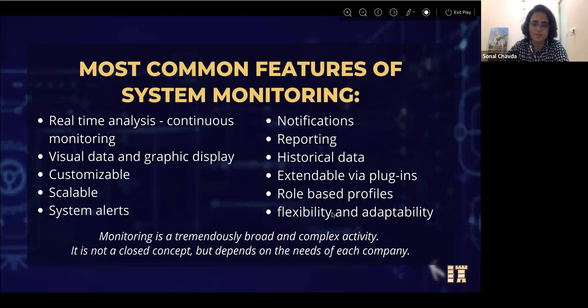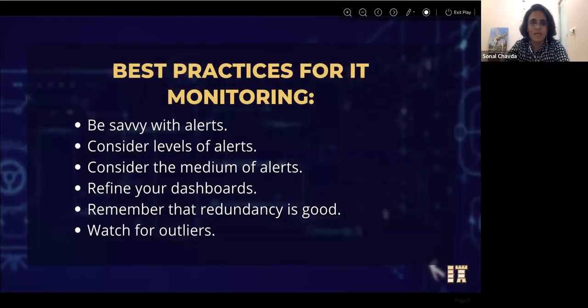And of course, it needs to have flexibility and adaptability, because your infrastructure can vary. You can have many systems with different operating systems and different structures, so it should offer great flexibility and adaptability. Thus, we can see monitoring is a tremendously broad and complex activity. It's not a closed concept, but depends upon the needs of each company. These are some of the important things to work on when setting up monitoring for you.